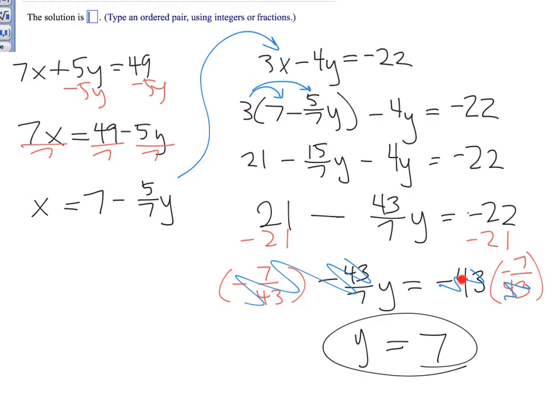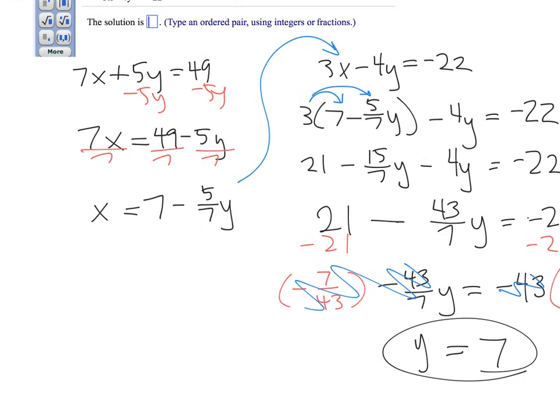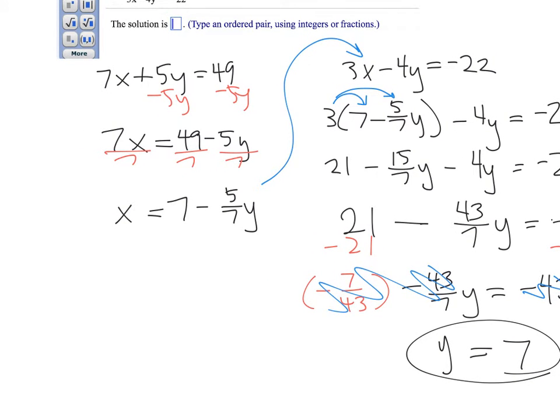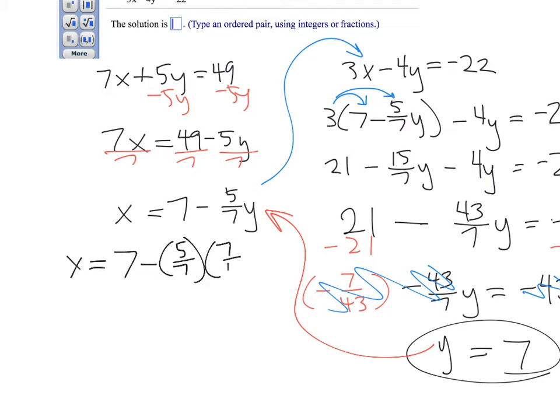So we know that this answer has to be a positive 7. So there you go, y is equal to positive 7. That means we could go to this equation and replace y with positive 7. So x equals 7 minus 5/7 times 7 over 1, because I just replaced that y with 7.